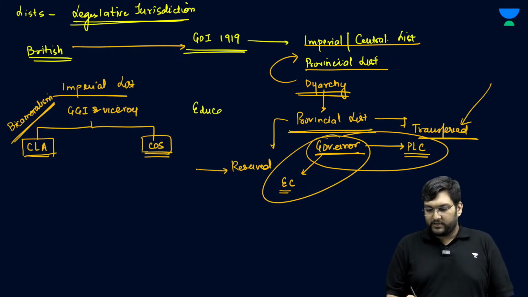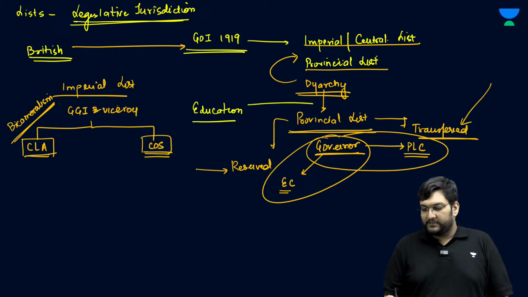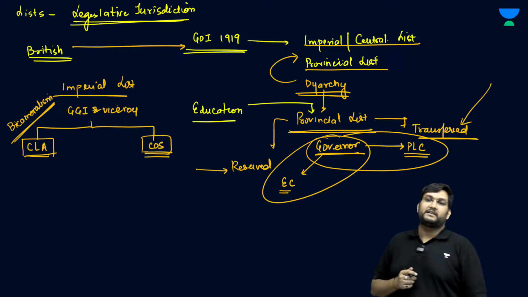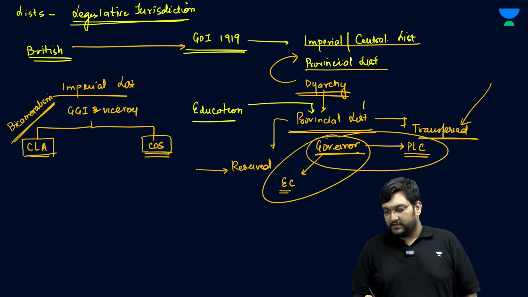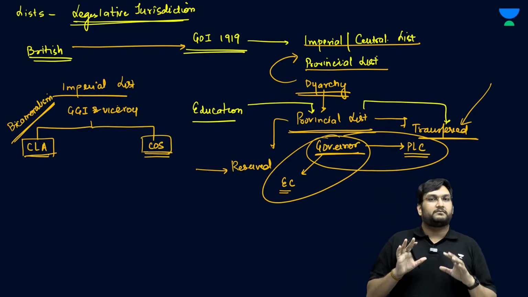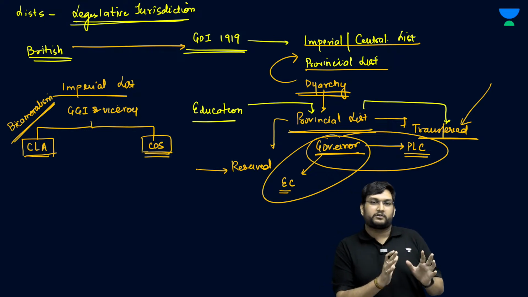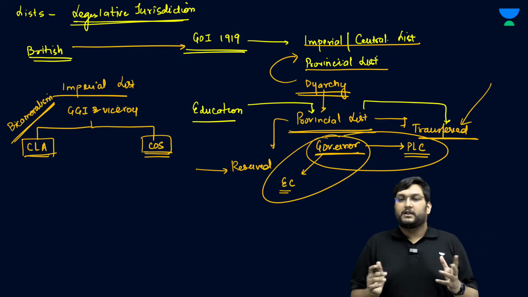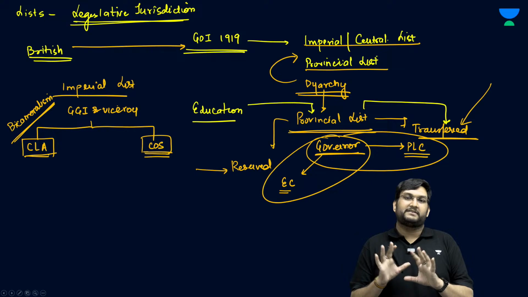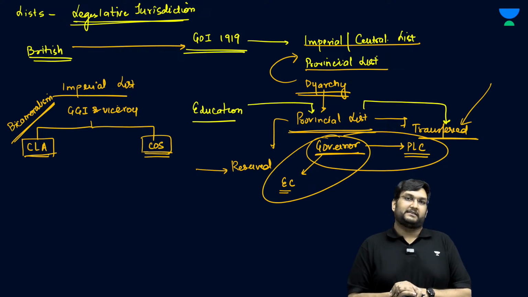Now under this, the question is, where was education placed as a subject? In this period, education was placed within the provincial list, and that too within provincial into transferred, because the British, by this point in time, their idea of indoctrination, the utilitarian project was over, so they really don't care about what happens at the education stage in that sense.